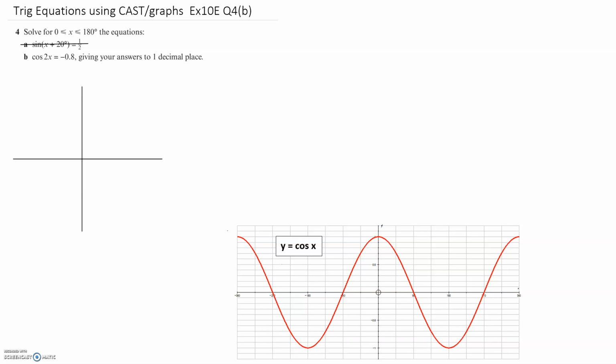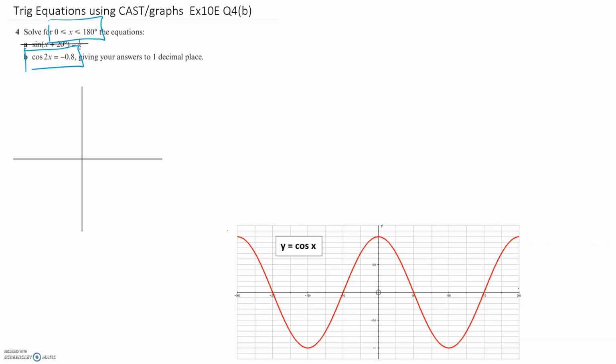Now in this question I think I will use the cos diagram again, this time to solve cos 2x equals minus 0.8 between 0 and 180 degrees. I've crossed out part A because it's very similar to the previous example I did. In the previous example I also forgot how to show you how to use the graph method, but I'll do that here, and you can see that that's probably the simplest method.